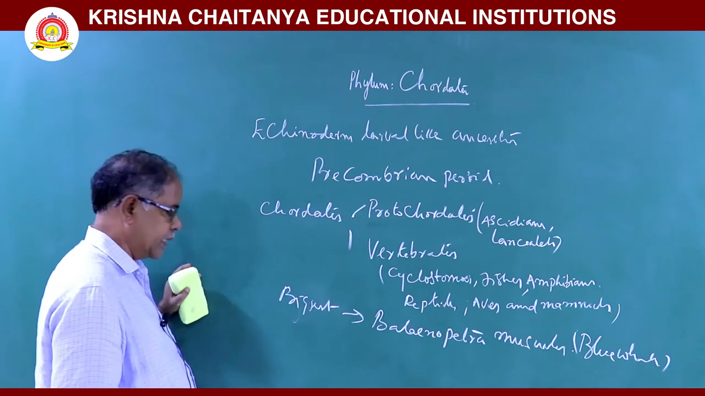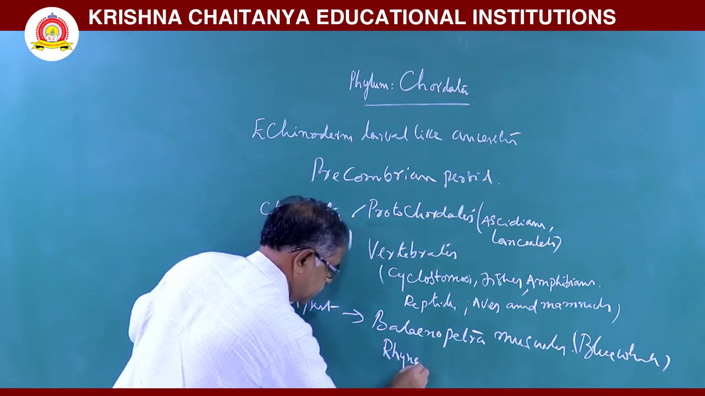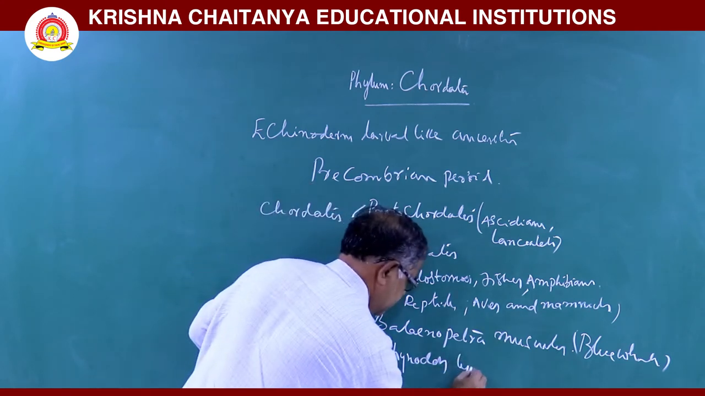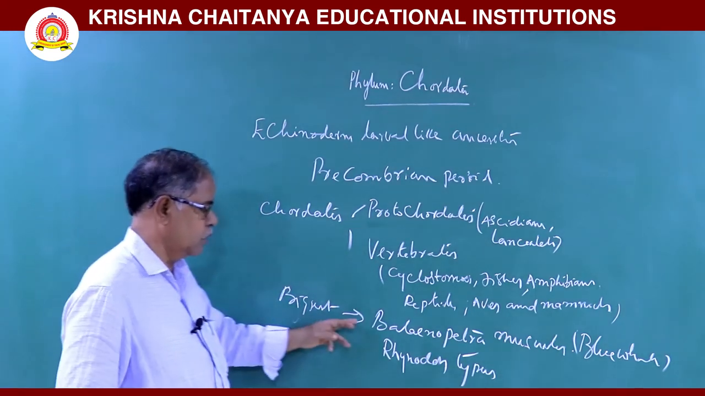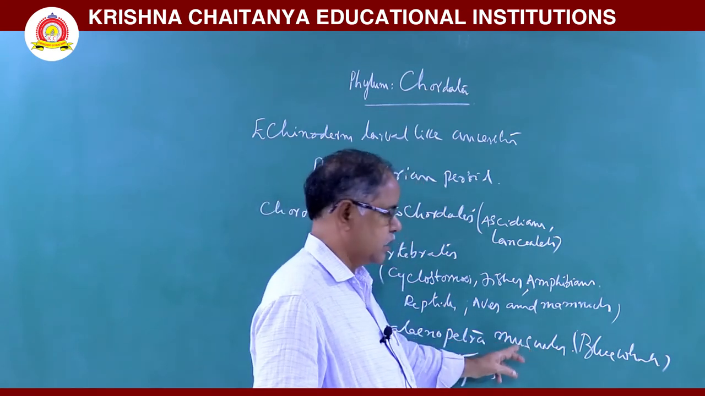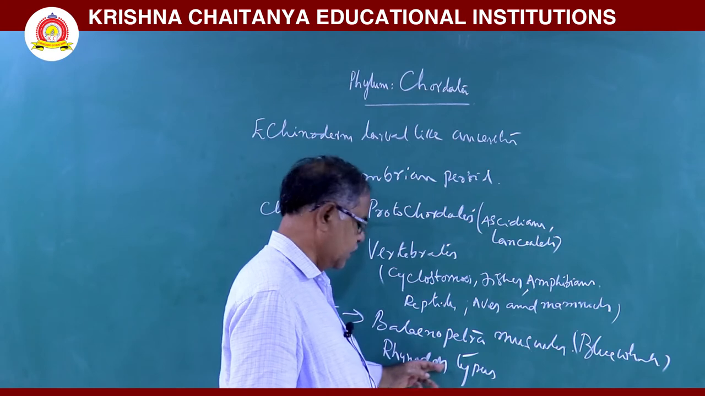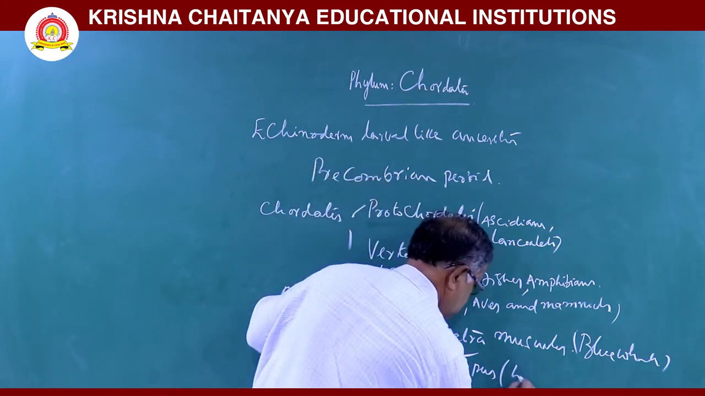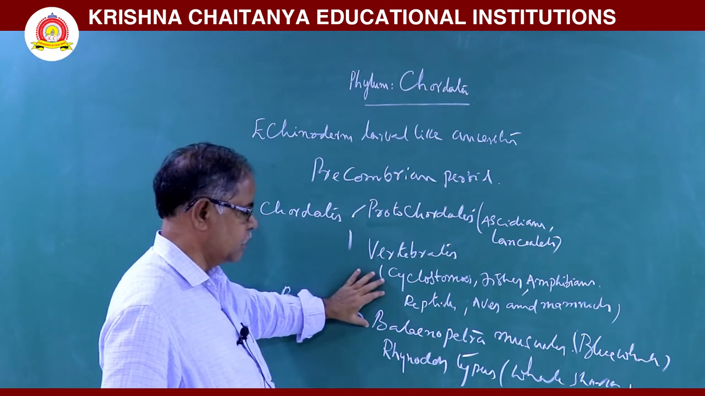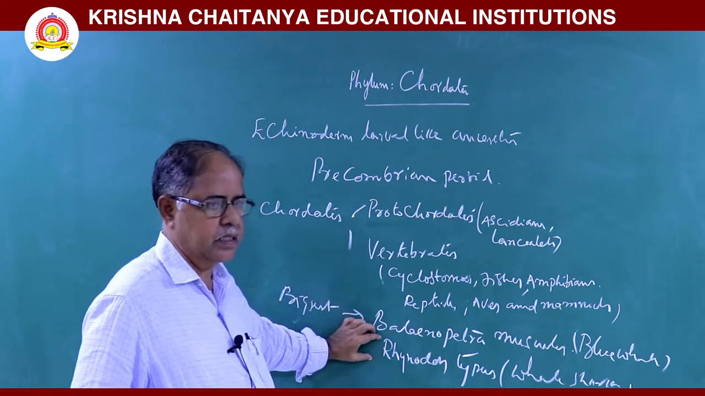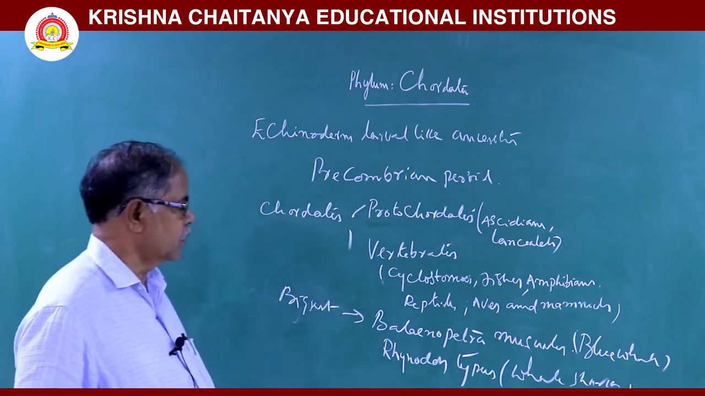Next, the second biggest chordate is Rhincodon typus. Balaenoptera musculus is the first largest chordate, that is called a blue whale. The second largest chordate is Rhincodon typus. It is a whale shark. Balaenoptera musculus is a mammal. Rhincodon typus is a fish.